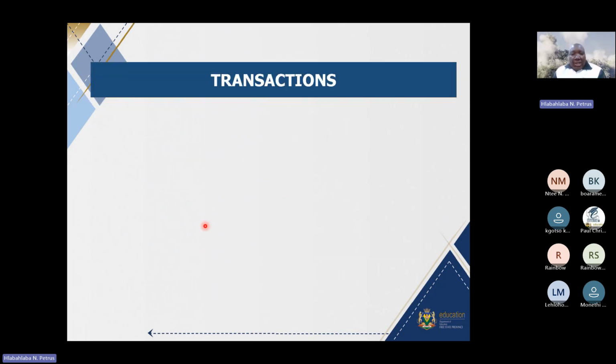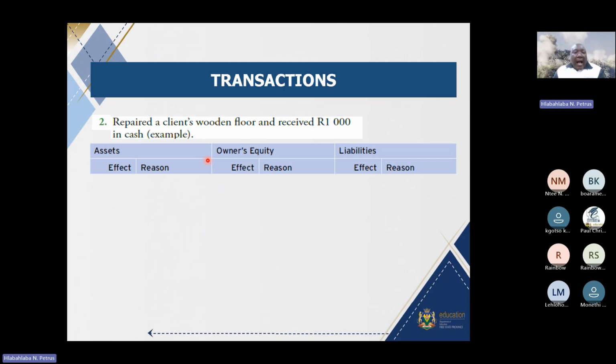The second transaction: repair a client's wooden floor and receive 1,000 Rand in cash. Let's see how we analyze it. Two accounts must be affected. Now we are receiving the money. Because we are receiving the money, our bank is going to be affected, and a bank falls under the assets.